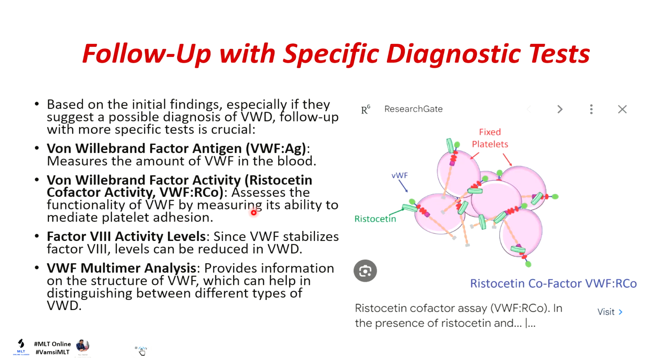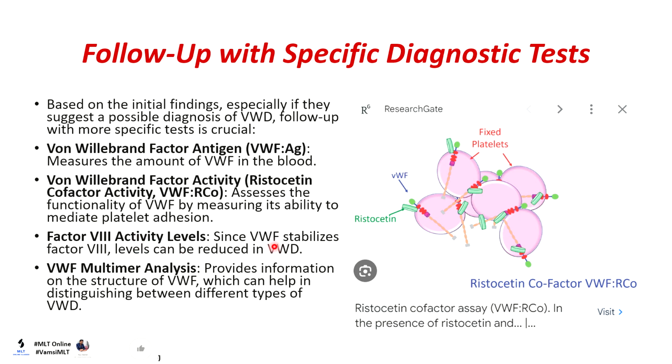So the follow-up tests are specific diagnostic tests based on the initial findings, especially if they suggest a possible diagnosis of von Willebrand factor disease; the follow-up tests can be very crucial. That includes measurement of von Willebrand factor antigen in the blood, and von Willebrand factor activity with the help of the ristocetin cofactor activity test, assessing the functionality of von Willebrand factor in the patient, and factor 8 activity levels.